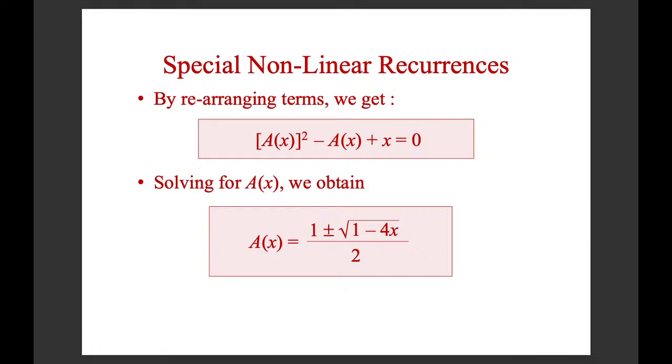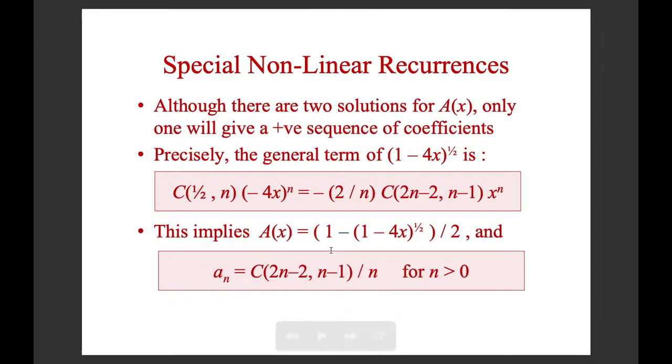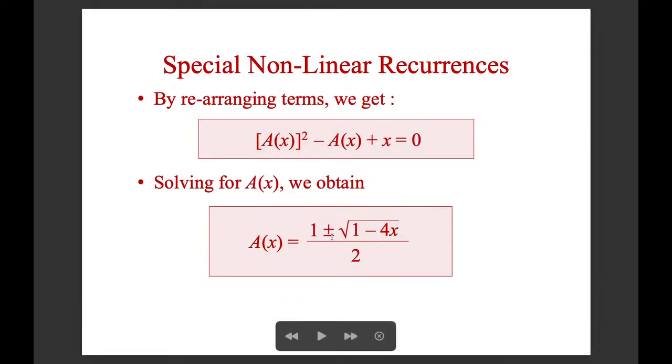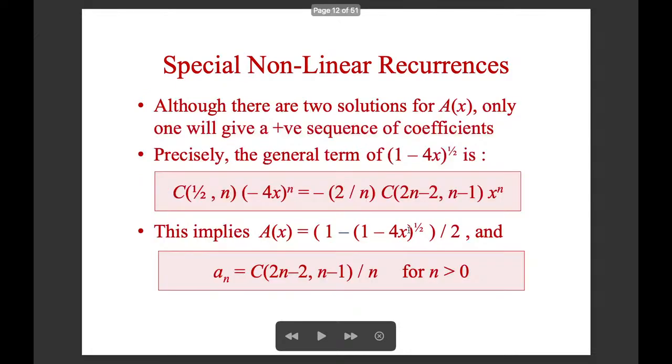But we see that there are two solutions here, right? Either plus or minus. But we can easily find out that one of them should be rejected. Actually, the plus sign should be rejected because we require that a_0 be 0. So actually, it should be 1 minus this one. After doing so, the general term will be something like this, and then we can solve for a_n, which is equal to the binomial coefficient (2n minus 2) choose (n minus 1), divided by n.